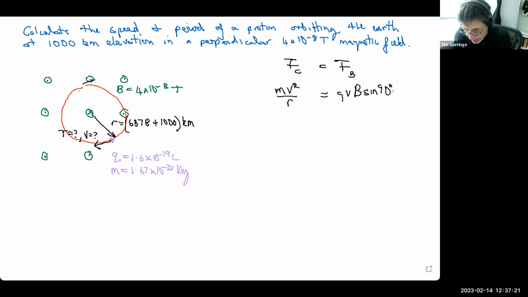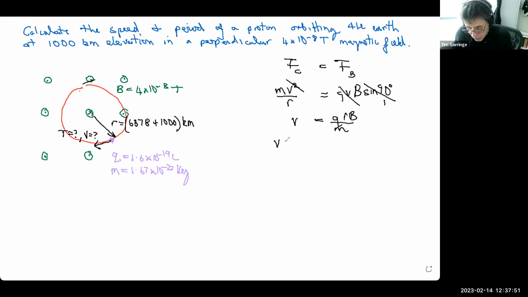So we can do that if we simplify it. We could replace the sine theta by 1. We've got a v squared on the left, a v on the right, so we can cancel a v. And then all we've got to do to isolate the velocity of the proton is multiply through by r, divide through by m. And if we do that, we get qBr divided by m. So that's our equation for the velocity.